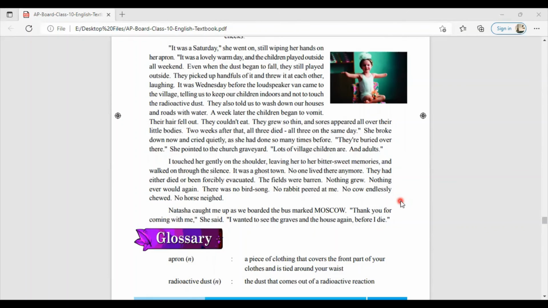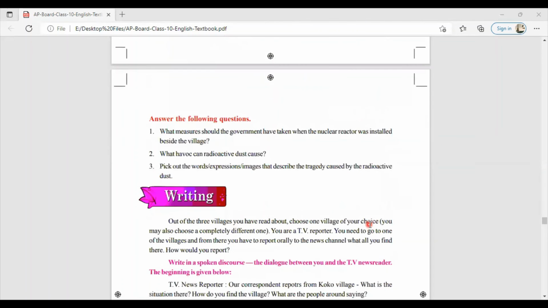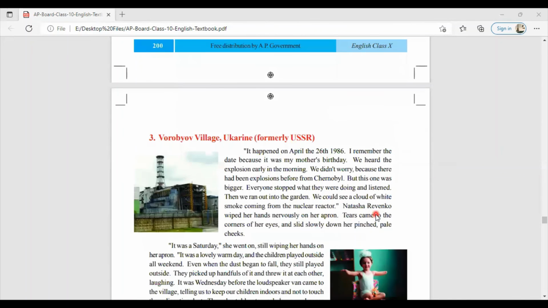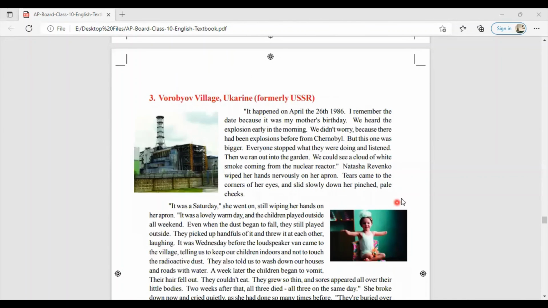And whoever was left was forcibly sent away from that place because if they stayed there, they would die automatically. That is what happened because of that radioactive dust. After sharing that, she boarded the bus for Moscow and she never returned there. She only came here because she wanted to see the graves and the house before she died. Before she died, she wanted to see those bitter and sweet memories once again. This is the story from Vorbyo village in Ukraine, the story of Natasha Ravenko.